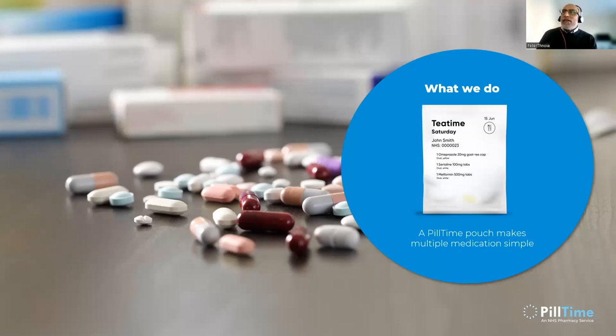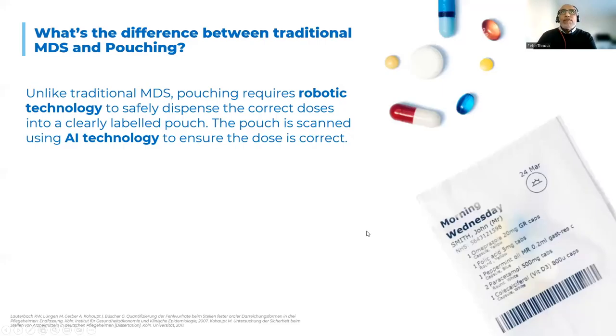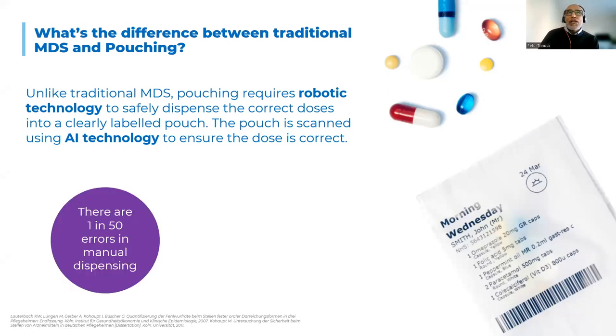What we do is we use lots of technology to put the pouches together. There are really large machines that we use to automatically print these. There's quite a complicated process within our facility that makes sure all of the medicines that go in there are double checked. We use a lot of checking machines to make sure that there's no errors.